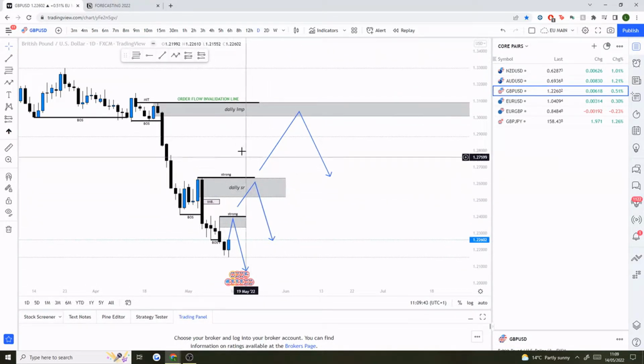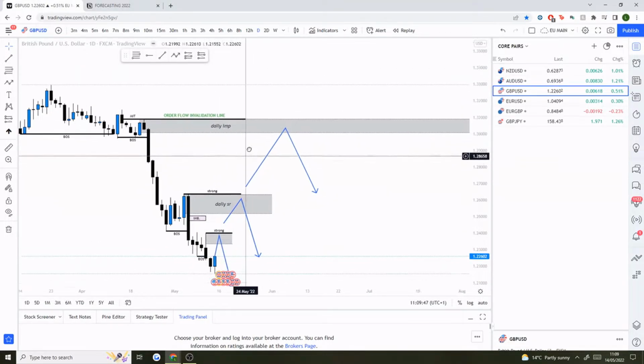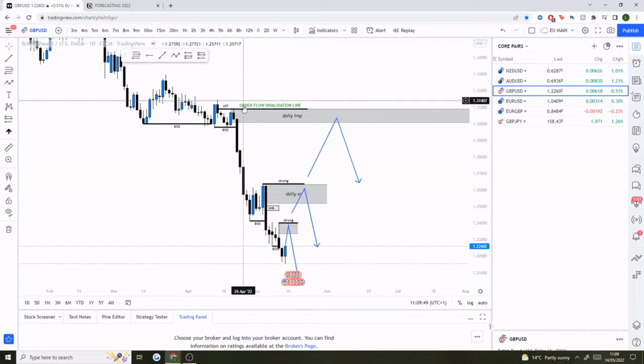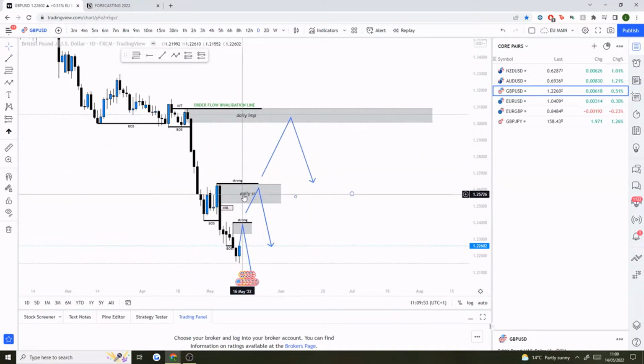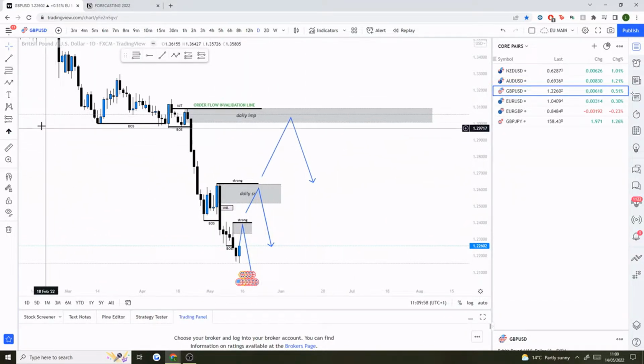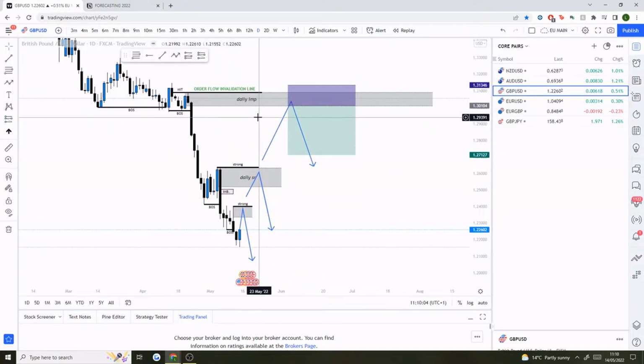Now, failing that, I wouldn't be too surprised if this doesn't hold, if we do see price come back up to here, because that's where the order flow invalidation for sells is. We've also got all this imbalance. So if this doesn't hold, then we know why. It's because price is coming back up here. And then when we do get back up here, we can look for sells. So that is the daily structure on GU.